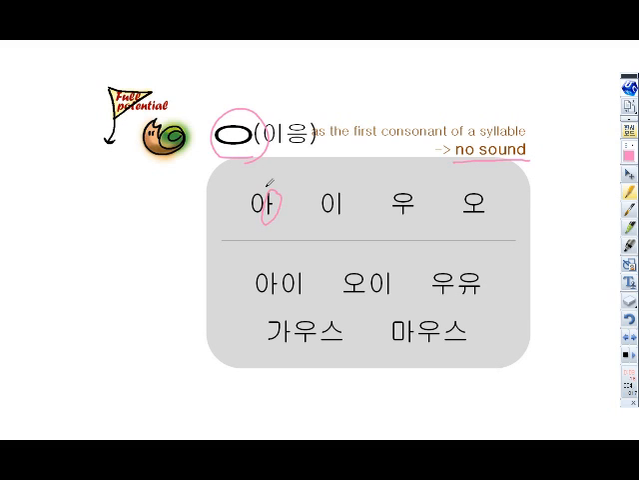But in Korean, to make a syllable, we need at least one consonant and one vowel. That's why we use iung. So let's practice more with these words. 아이, 오이, 우유, 가우스, 마우스.